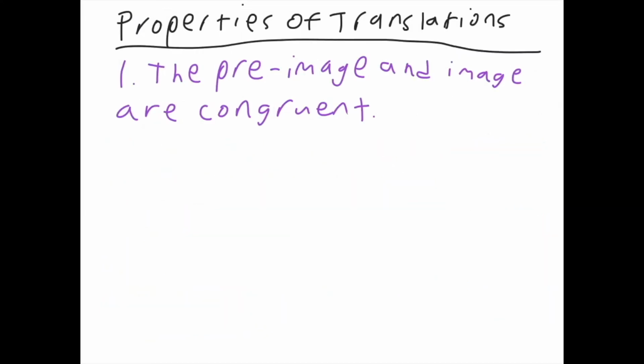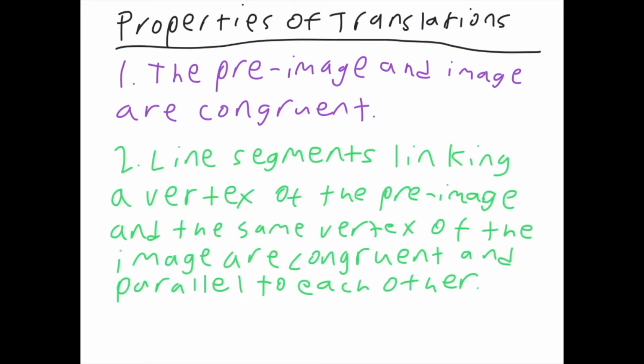Next, there are a couple properties of translations. The first being that the preimage and the image are always congruent. So that means the object that you start with and the object that you end with are exactly the same except for their position. They're just moved, but they're the exact same object. And the second property is that line segments linking a vertex of the preimage and the same vertex of the image are congruent and parallel to each other. That means the translation vector at each vertex is congruent and parallel to every other translation vector from every other vertex. We'll talk more about those once we start drawing them.